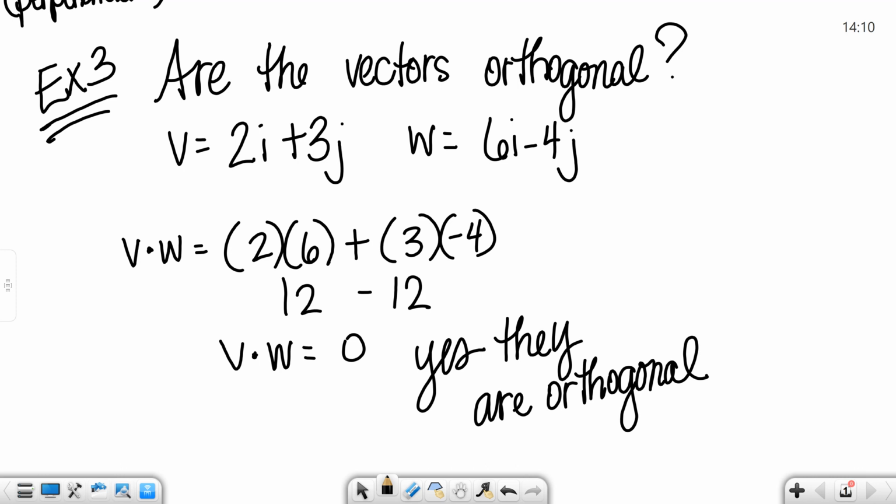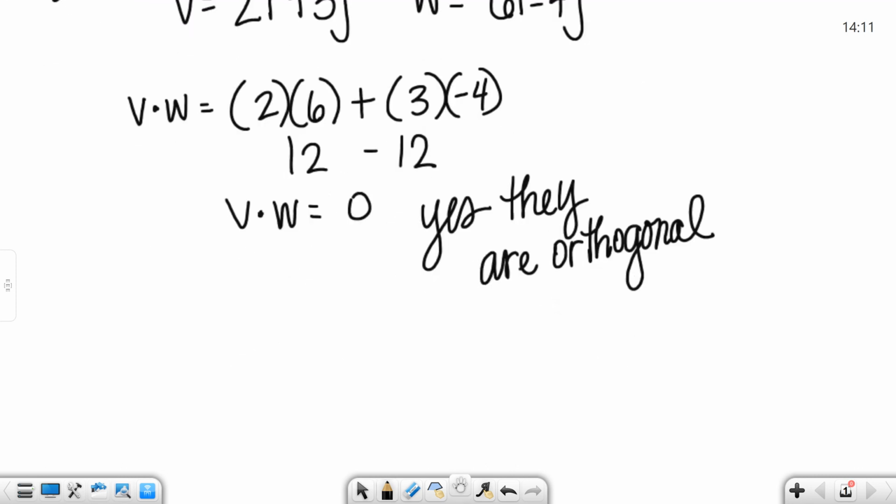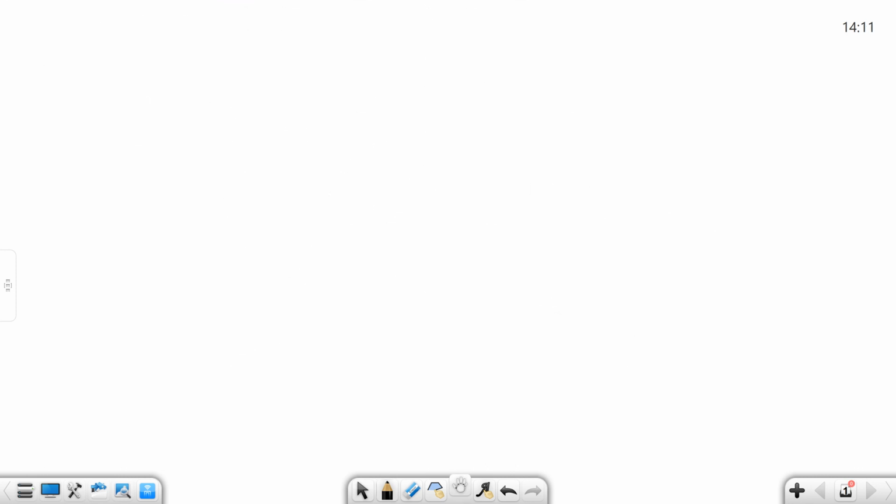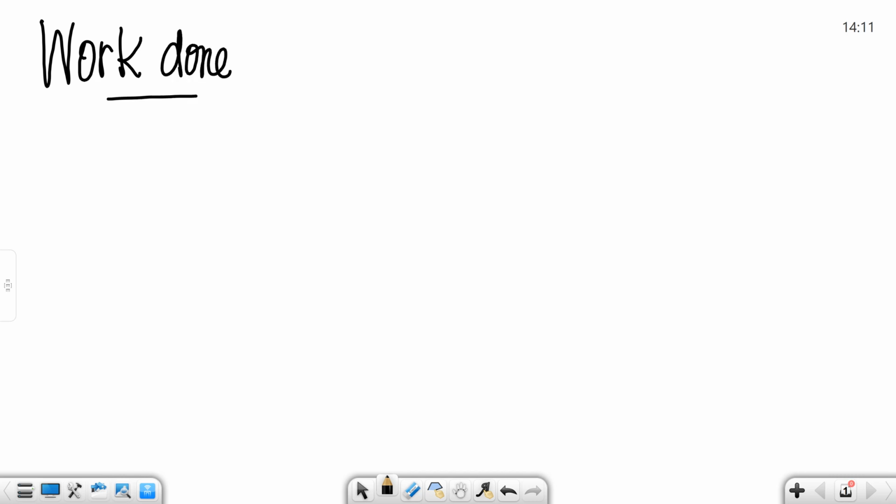All right. Now, the whole reason we learn vectors is so that we can actually do physics. Realistically, that's the reason we have vectors, so we can do physics problems. So, a very common physics problem is about work done, the amount of work that is done by the force. Here's what you need to think about.